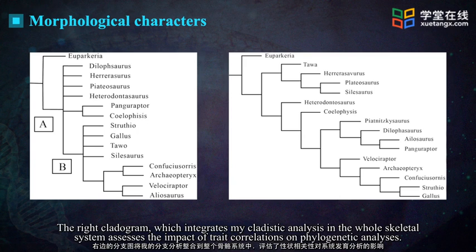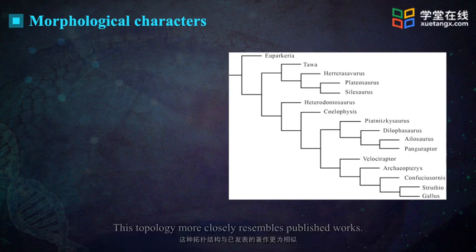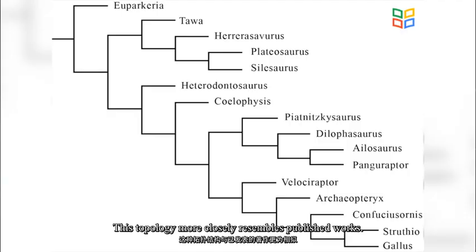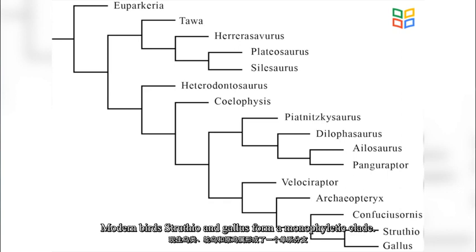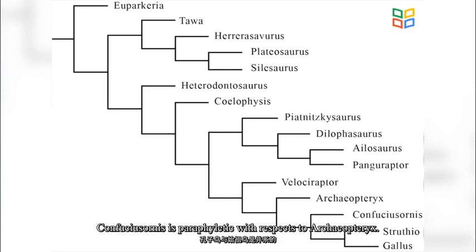The right cladogram, which integrates my cladistic analysis in the whole skeletal system, assesses the impact of trait correlations on phylogenetic analyses. This topology more closely resembles published works. Modern birds, Struthio and Gallus, form a monophyletic clade. Confuciusornis is paraphyletic with respect to Archaeopteryx.